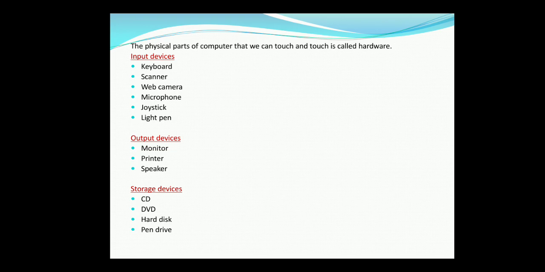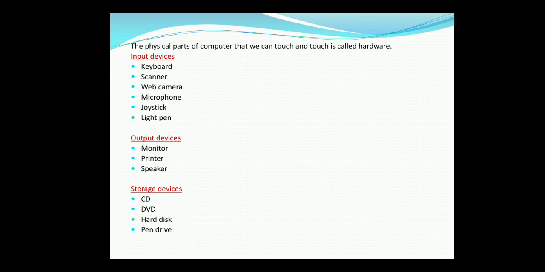Now the physical parts of computer that we can touch or see is called hardware. The hardware is divided into different categories. Input devices. When we talk about the input devices, keyboard, mouse, scanner, web camera, microphone, joystick, light pen. These are the category of input devices. It is used to enter the instructions to the computer system.